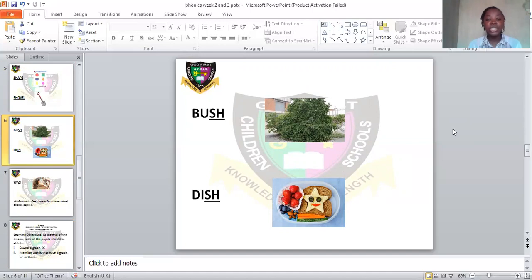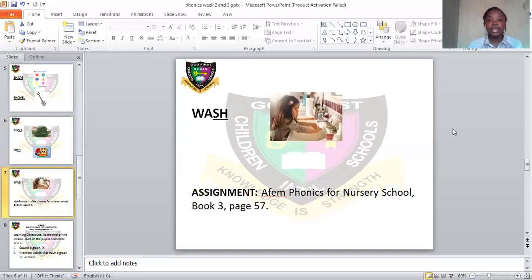We have dish. If you look at the picture, the dish in the picture is a plate of food. That is a dish, like the food we eat during break. Now let's sound dish together, everybody. The ish, dish. Again, the ish, dish. Let's go to our next example.